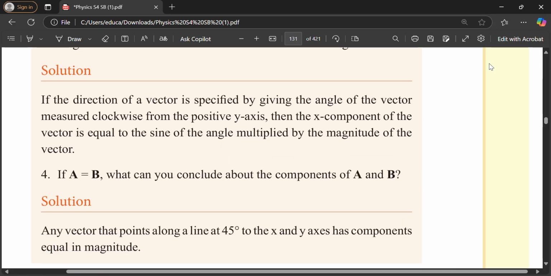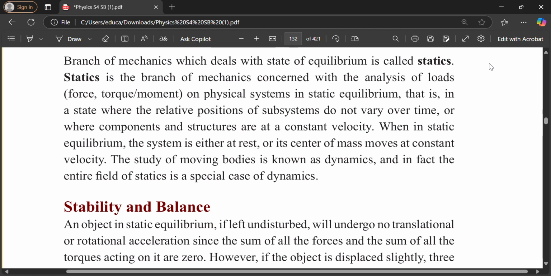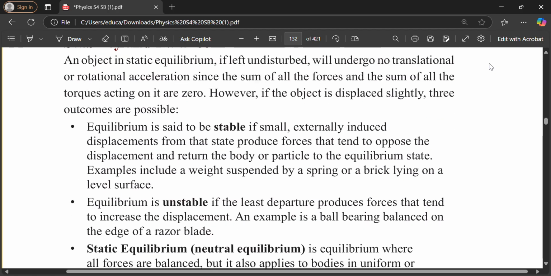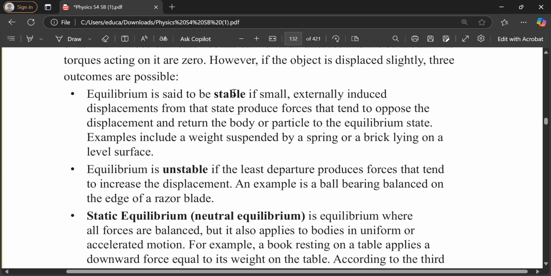We have to see what I am really looking for. This is the most important part. What is stability and balance? We are going to look at states of equilibrium, or conditions of equilibrium, for a certain body. An object in static equilibrium, if left undisturbed, will undergo no translational or rotational acceleration. Right? Equilibrium is said to be stable.